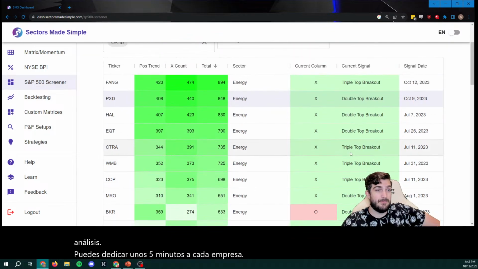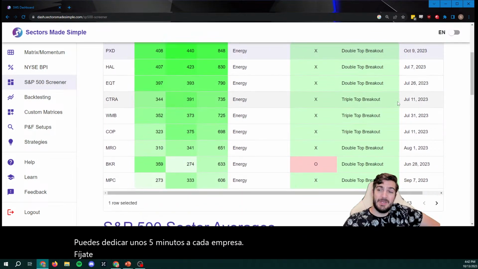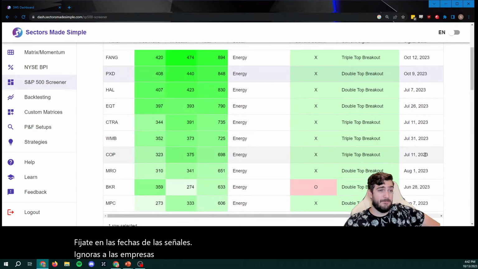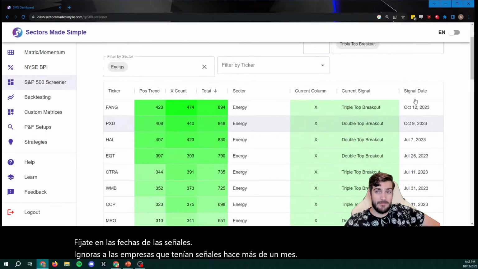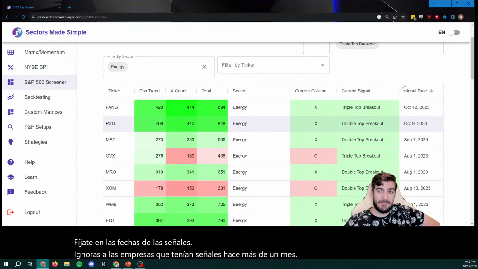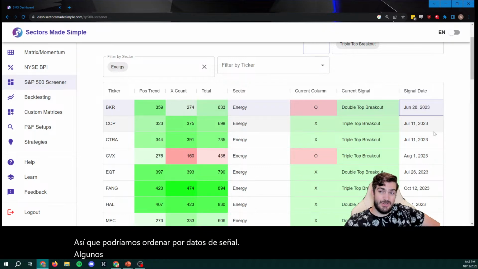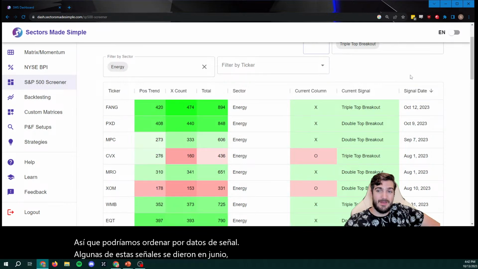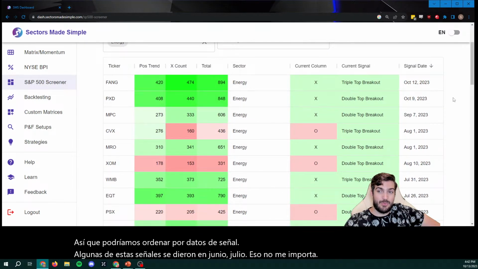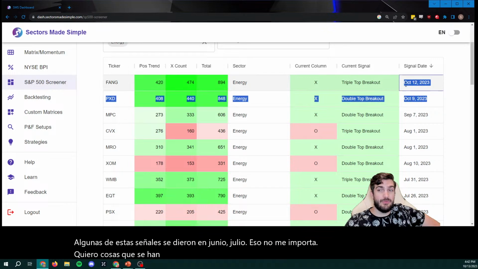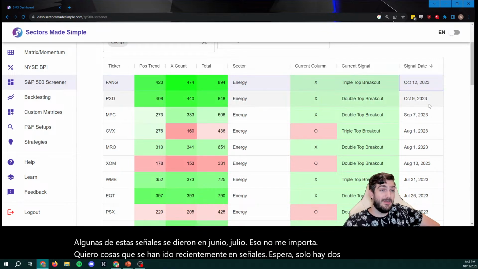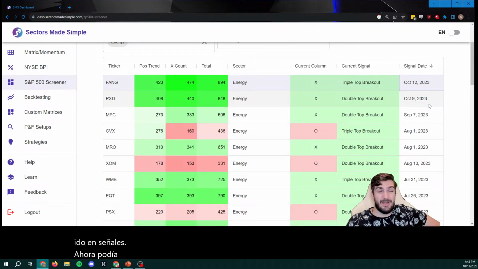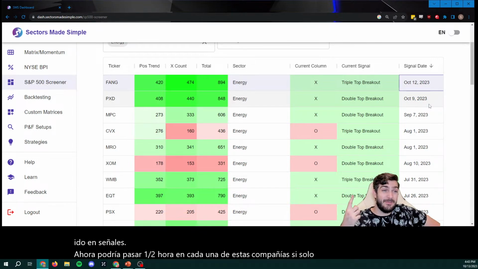Or you look at the signal dates. You ignore the companies that had signals over a month ago. So we could sort by signal date. Some of these signals were back in June, July. I don't care about them. I want things that have recently gone on signals. Oh wait, there's only 2 of them that have gone on signals. I could now spend a half hour on each one of these companies. If I only had an hour, I could spend a half hour on them.